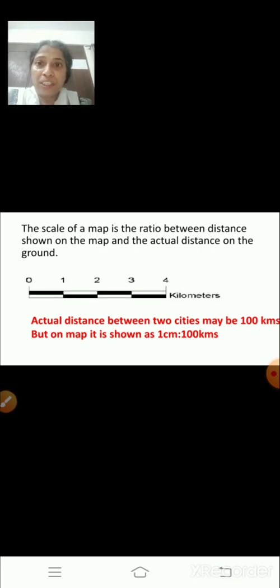I think you all must have map books with you, isn't it? In the next class, we will learn to locate union territories and their capitals, states and their capitals. So see you in the next class. Until then, goodbye.